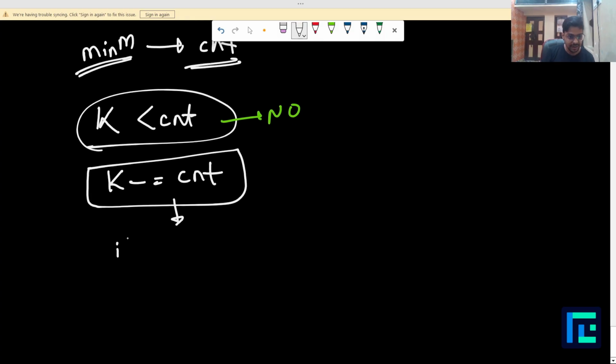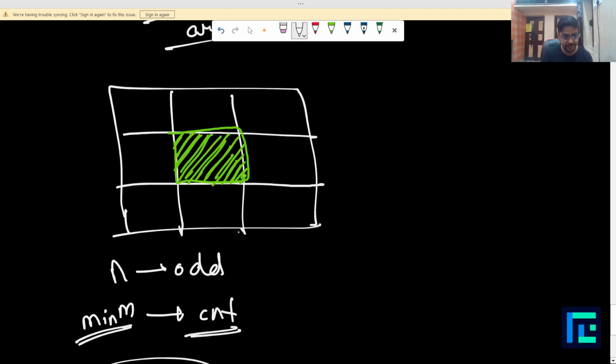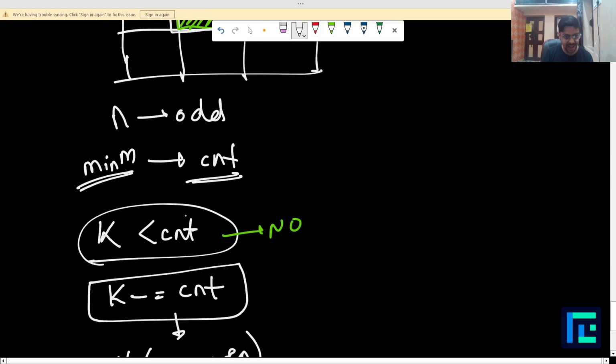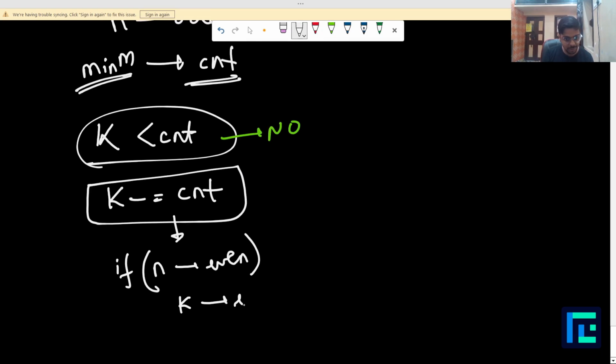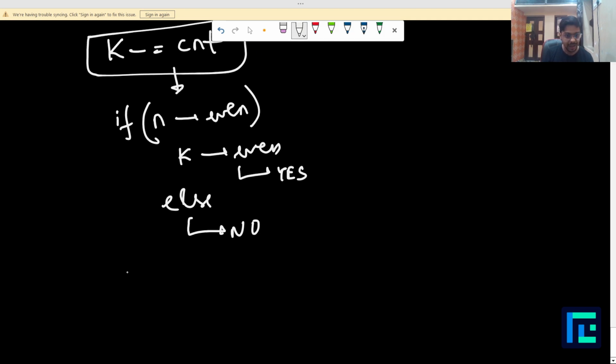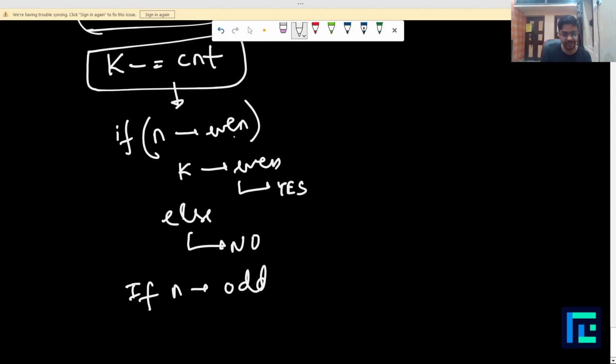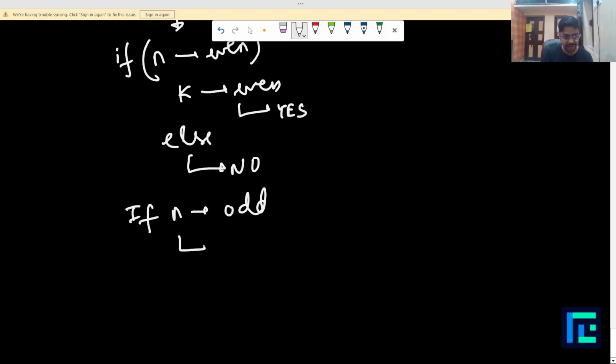Now, if the value of n is even, there is no such cell that is a pair of itself, and hence the value left in k should be an even value for the answer to be yes, else the answer will be no. And if the value of n is odd, you know that you have a cell that is a pair of itself, and hence whether the leftover value is odd or even will not matter, and the answer will always be yes. So this is how you can actually solve this question.